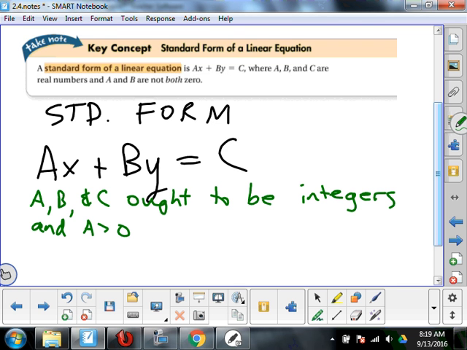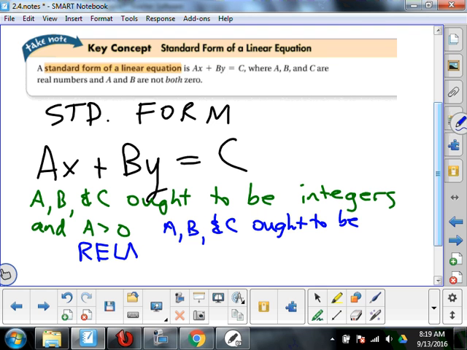There's one more thing I have to say, but most of you probably won't understand the term. In addition to A, B, and C being integers, in addition to A being positive, A, B, and C ought to be, big word here, relatively prime. So you probably have a zillion questions right now, and I'm going to answer them with an example or two or three. Okay?